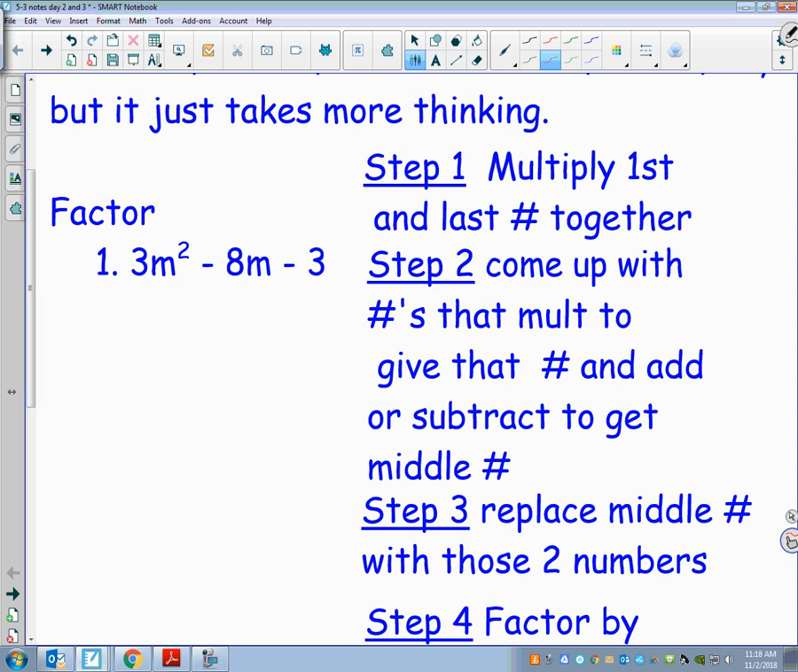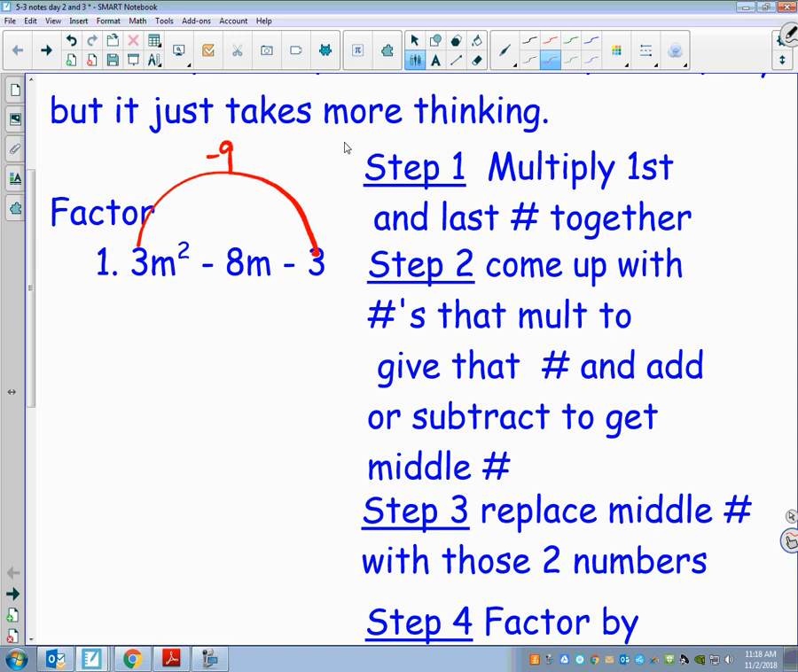But a student of mine called this a rainbow method because, step one, I tried to give you some steps here. Multiply the first and the last number together. So if I draw a line here, 3 times -3 is -9. And a student a long time ago called this a rainbow method because it looks like I'm drawing a rainbow every time. And that helps us now come up with our step 2.